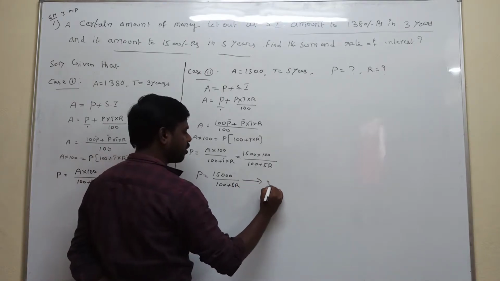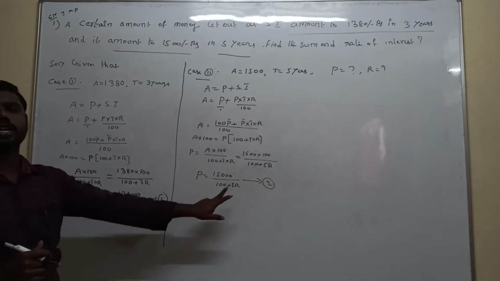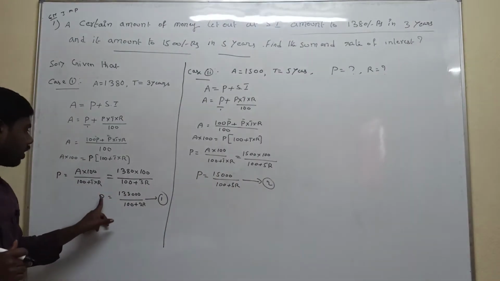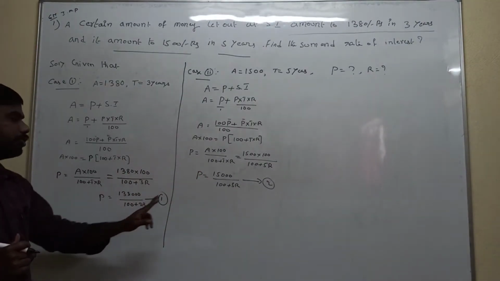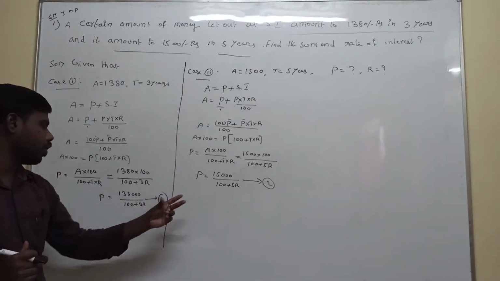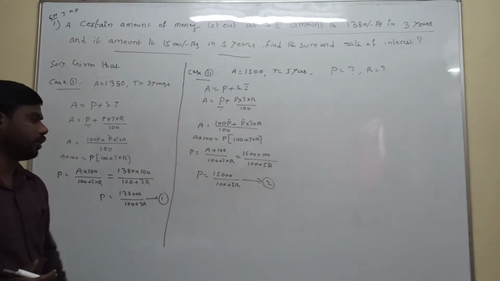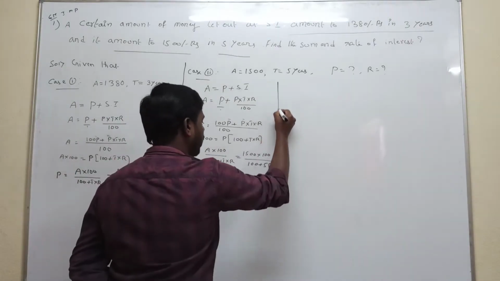This one is equation number 2. Observe equation 1 and equation 2. Both are P values. That's why we are equating 1 and 2.